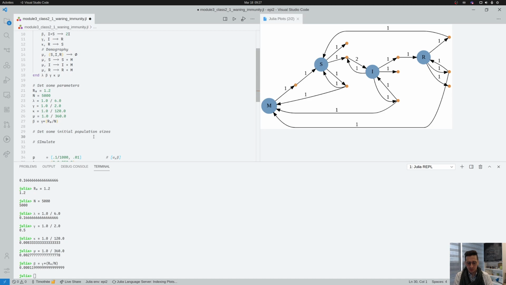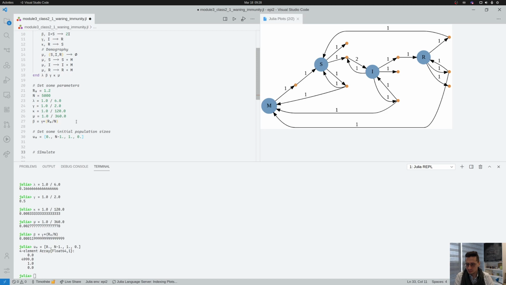So what we need to do now is set some initial population size. So use 0, and that is going to be, we're going to have no maternally protected individuals initially. We're going to have n minus 1 susceptible individuals, 1 infectious individual, and no immune individual. So that tracks. Okay.